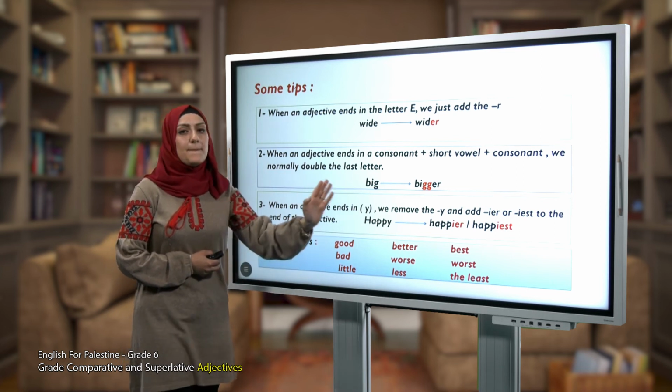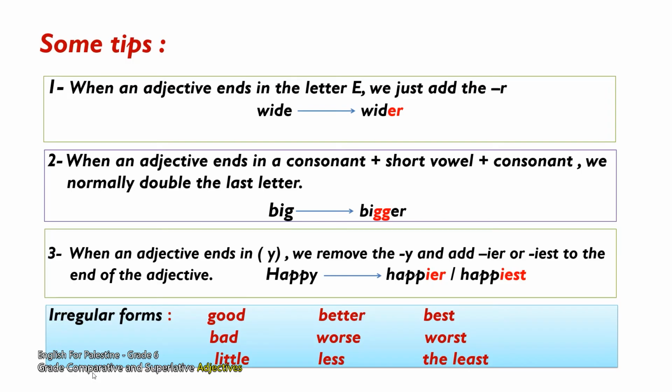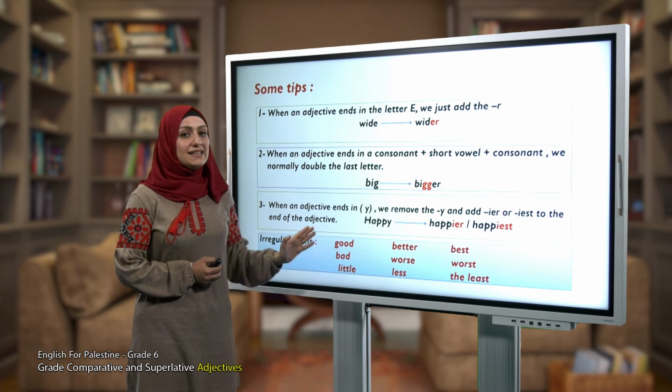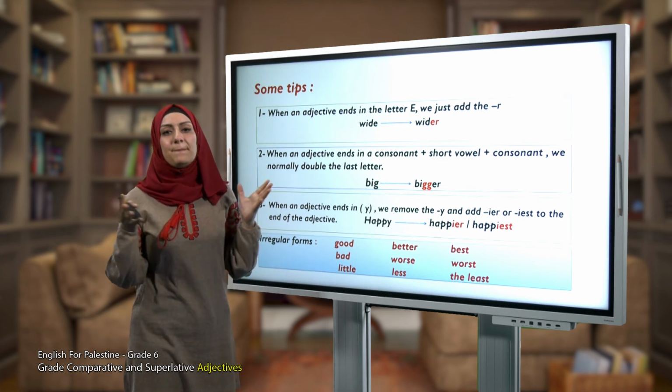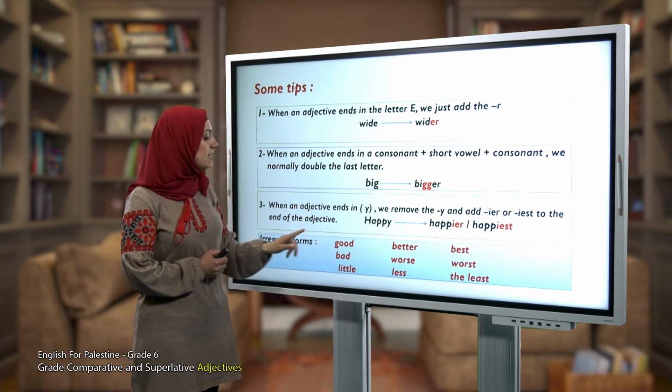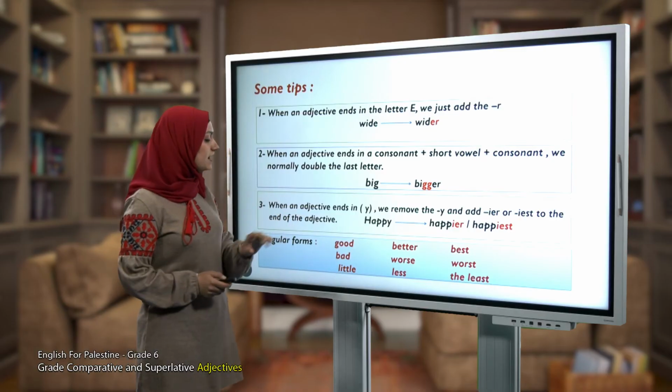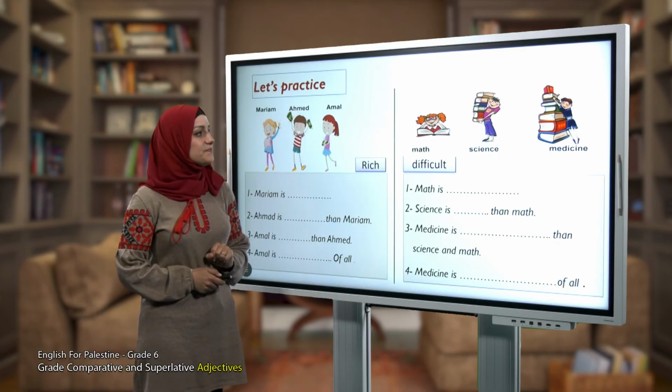Good becomes better and best in the superlative form. Ahmed is better than Ali. Ahmed is the best. Bad, worse, worst. Little, less, the least. You have to remember these adjectives.